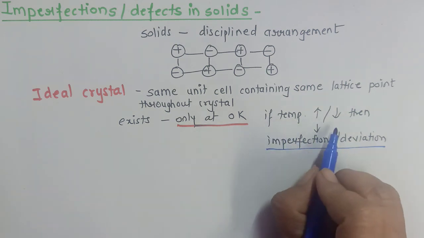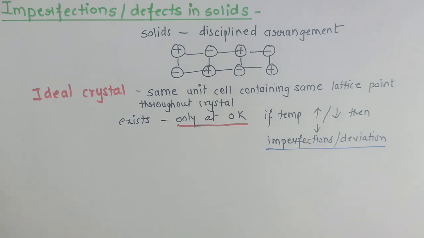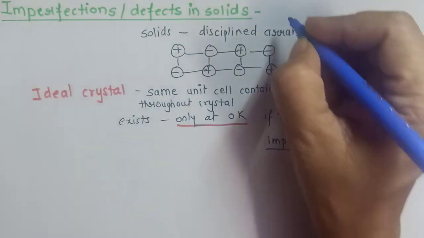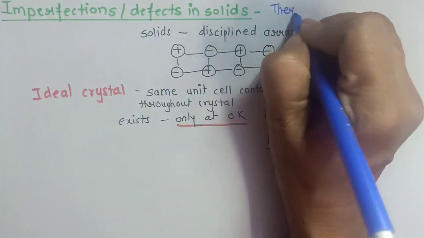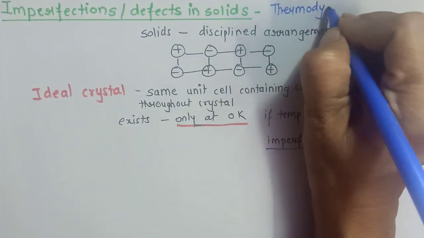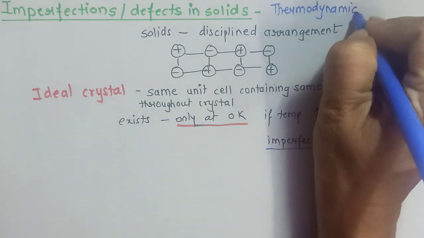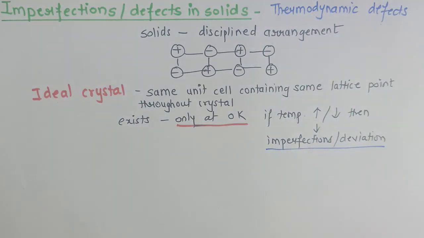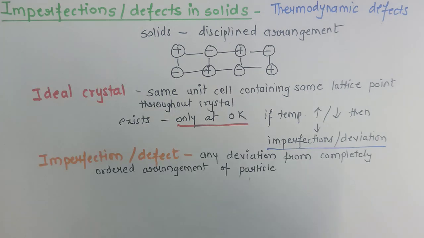Since these imperfections and defects develop because of temperature, they are also called thermodynamic defects. So this is the topic of today's video, imperfections or defects in solids. What do you mean by imperfection or defect? It is any deviation from the completely ordered arrangement of the particles.